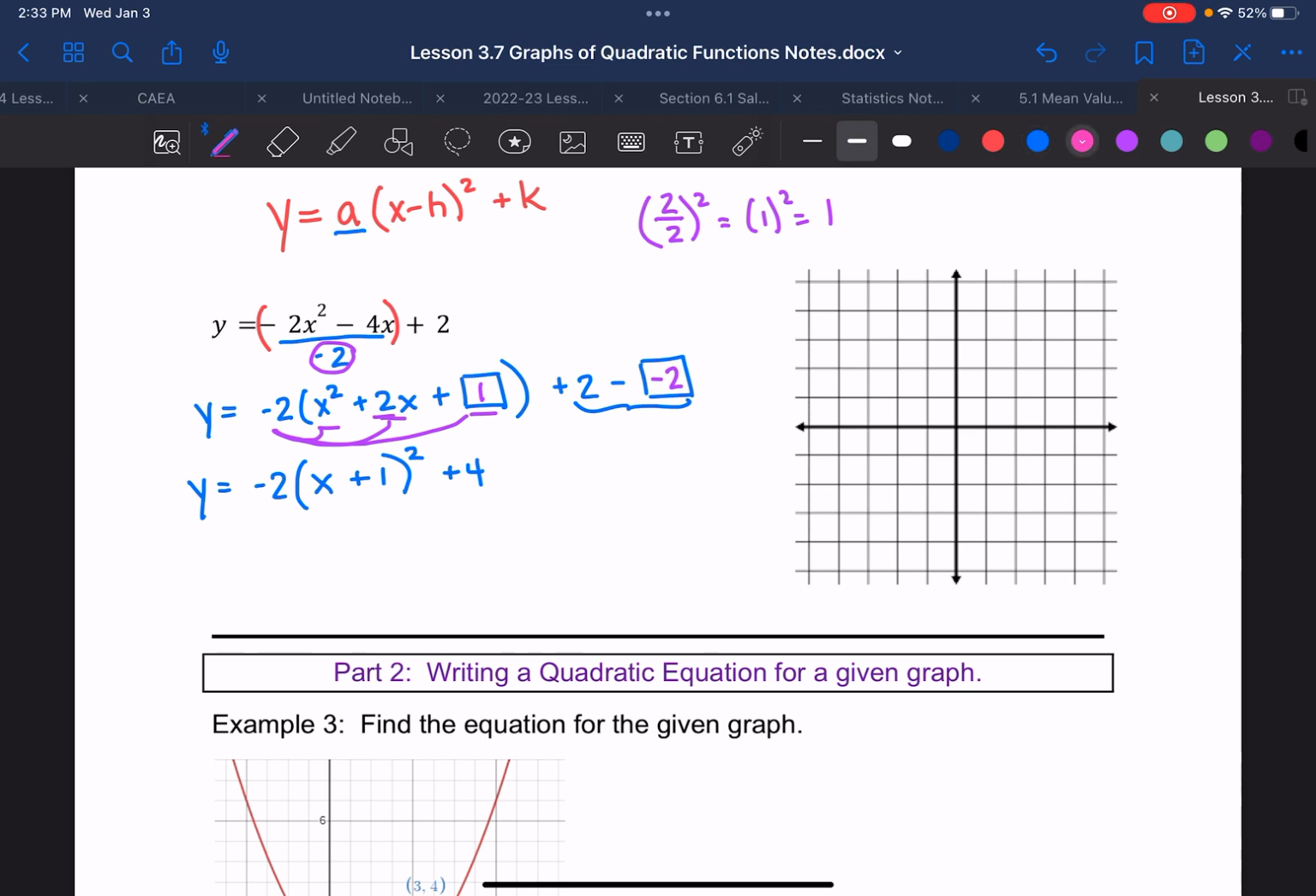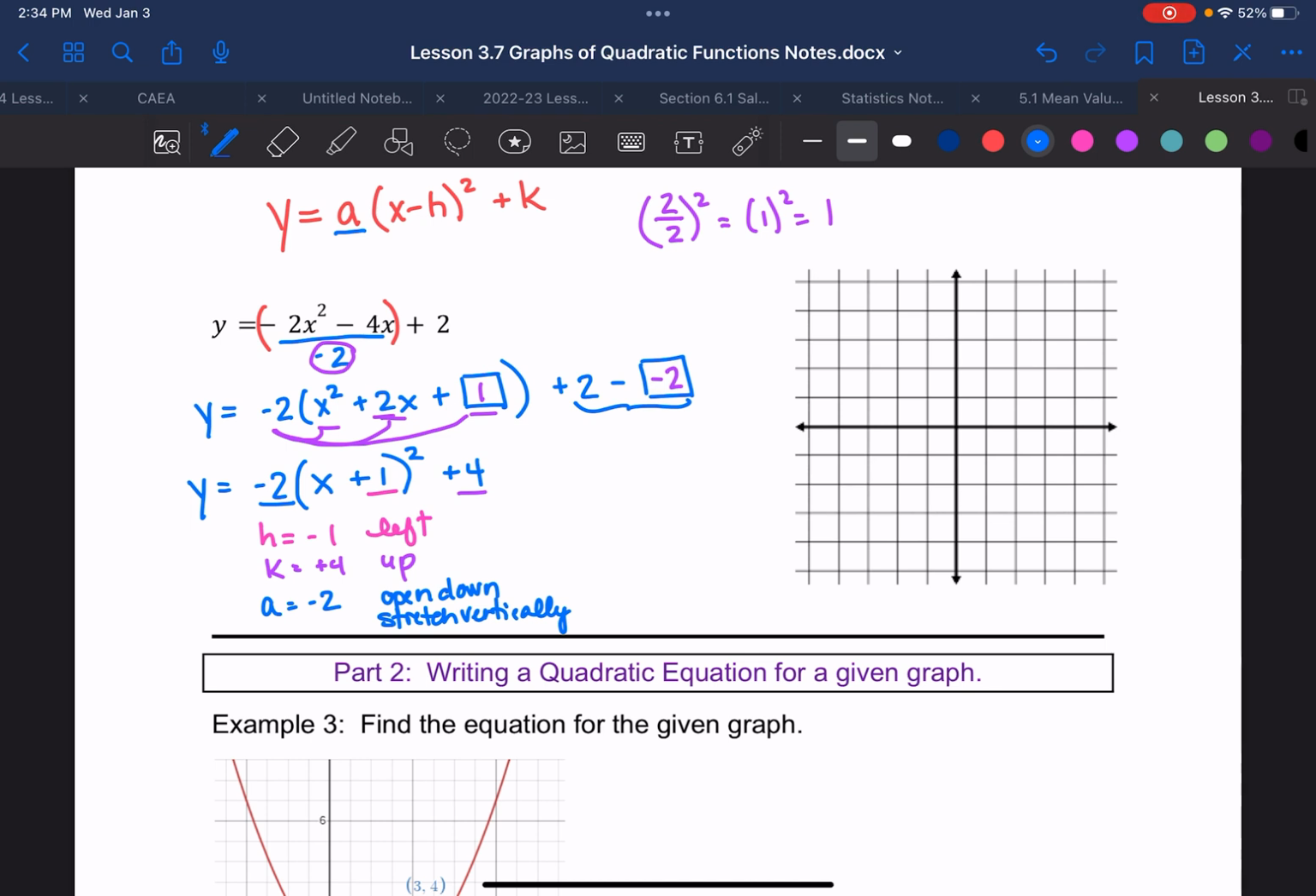Now it's easy to see my pieces. My h, because that's a +1, has to be -1, moving my parabola to the left. My k is going to be the +4, which is going to move my parabola up. Now for the first time, I'm seeing an A of -2 in these problems. Now that's going to do 2 changes to my parabola. That is going to open it down because it's negative, but that 2 is also going to stretch my parabola vertically. It's going to get taller faster.